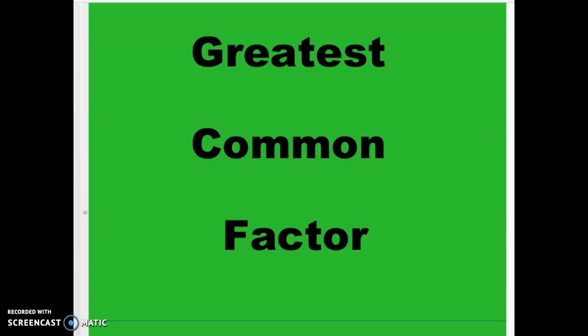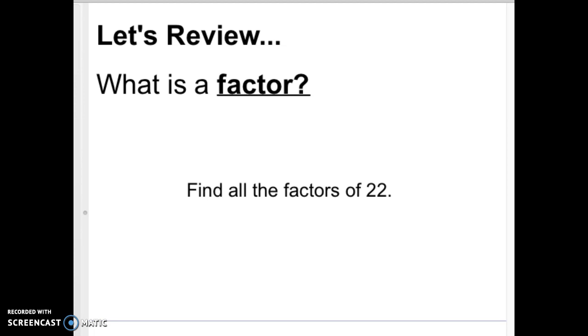Today we're going to learn about greatest common factor. Before we begin, I want to review what a factor is, because if you don't understand a factor, finding the greatest common factor is going to be very difficult. A factor is a number that can be multiplied by another number to get an answer.